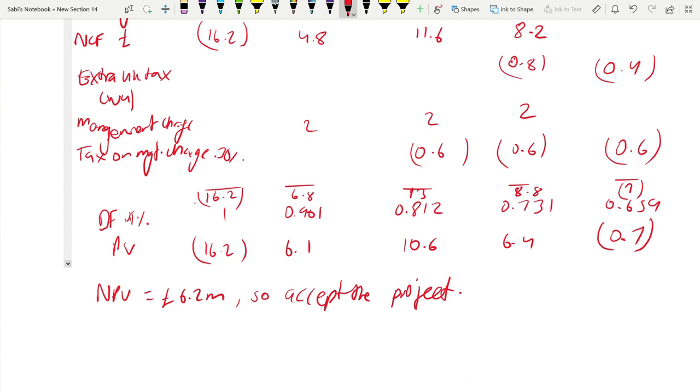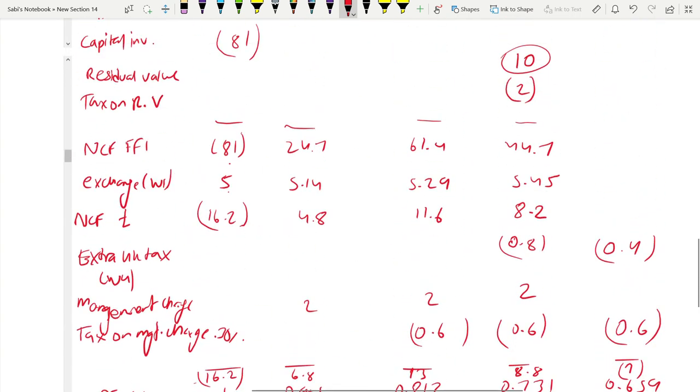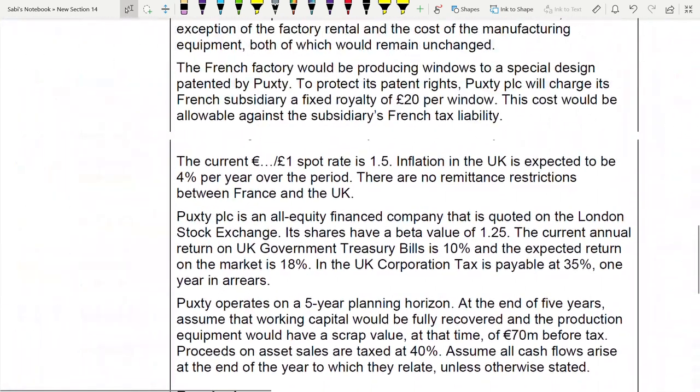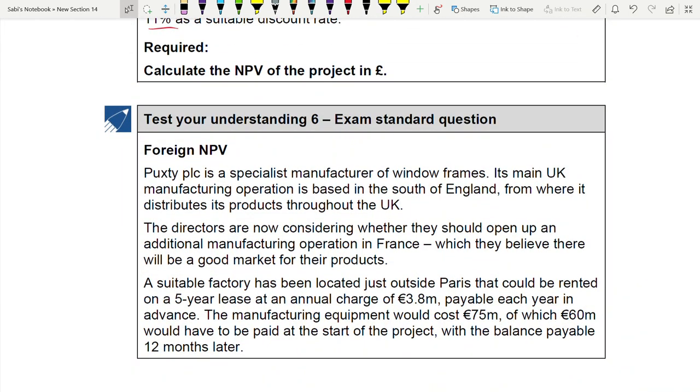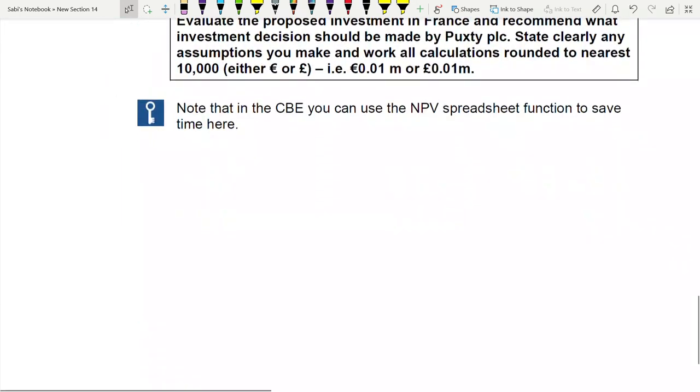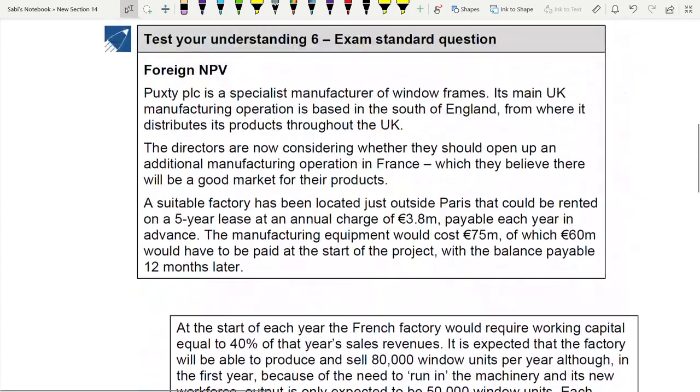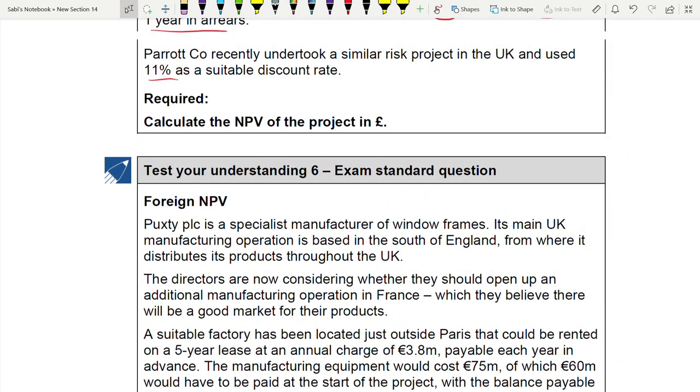So that's it for test understanding 5. Now we are going to go through test understanding 6. And this question we will be doing in Excel. Okay. But make sure when I do it in Excel, you have the question in front of you. We'll be doing it. And I will show you how, through the formula, net present value formula is there in Excel. Through that formula, how can you get it?